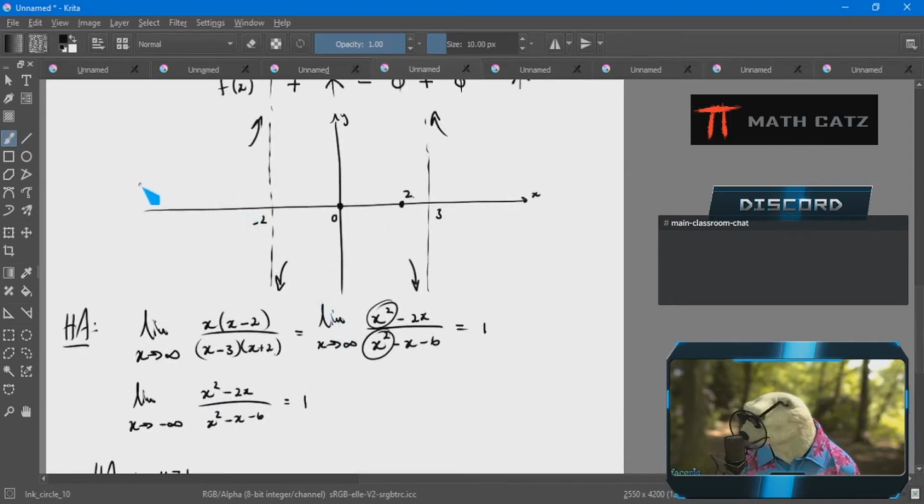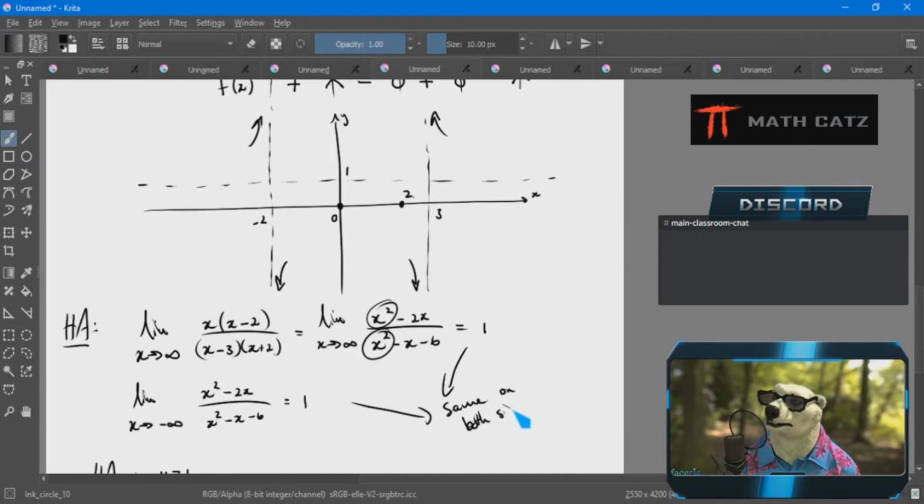Let's put it up here. It's always going to be the same on both sides.